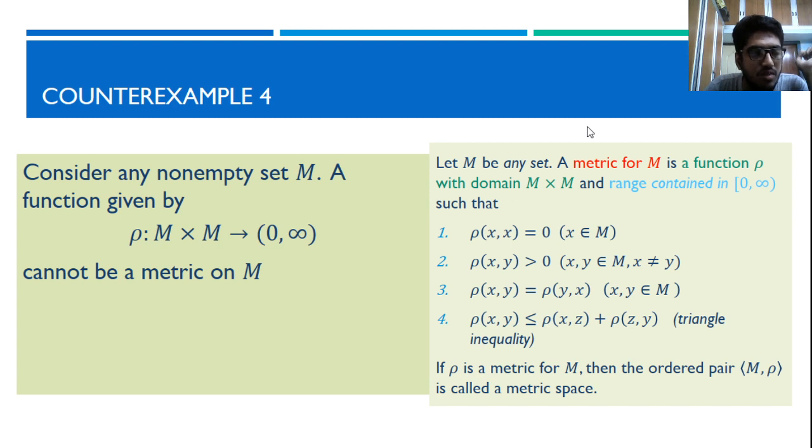I think we stopped with this particular counterexample yesterday. It said, consider any non-empty set M, a function rho from M cross M to the open interval (0, infinity), and we claim that this cannot be a metric because of the first condition, and that had to do with Bijal's first question.